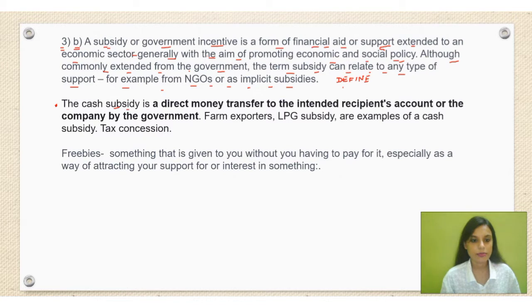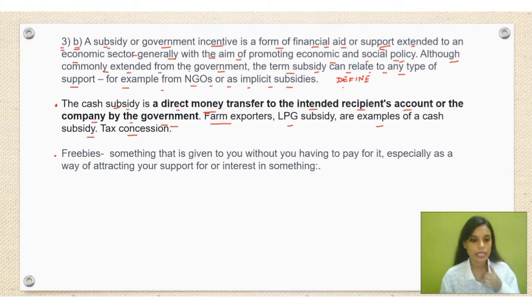The cash subsidy is a direct money transfer to the intended recipient's account or the company by the government. So here also there's involvement of government. For example, farm exporters, LPG subsidy are all examples of a cash subsidy. Then another example is tax concession.